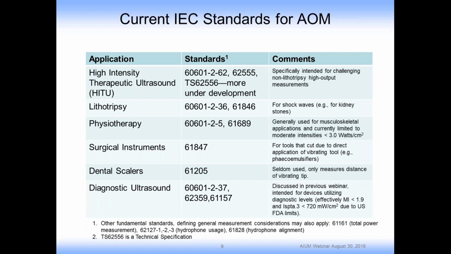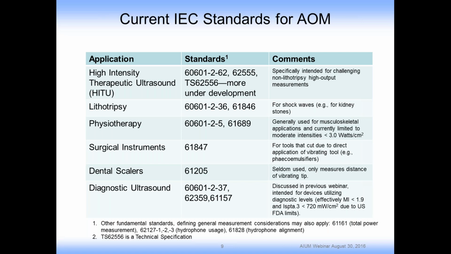Also, there are ultrasonic surgical instruments that are covered under a surgical instrument standard, and this is intended for vibrating tools which cut tissue due to the direct vibration of an ultrasonically very high frequency vibrating tool, such as in the treatment of cataracts. And the distinction there is, again, you're measuring or interested in properties of the tip vibration. Similarly for dental scalers. And finally, I decided to include the diagnostic standard in here, which has been talked about before in the context of diagnostic applications.